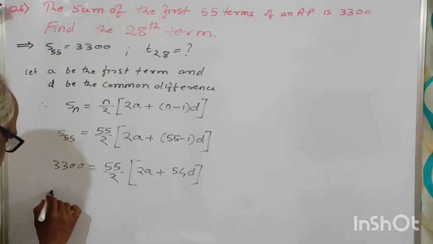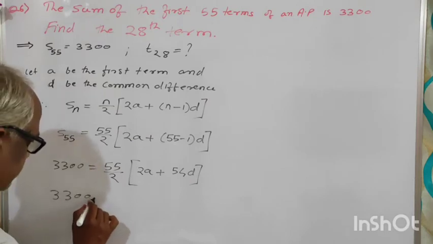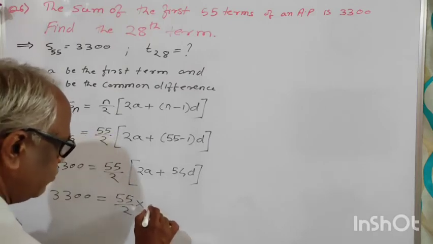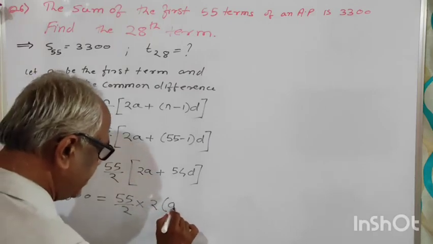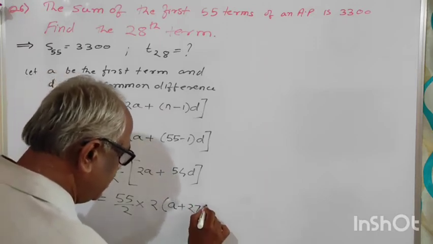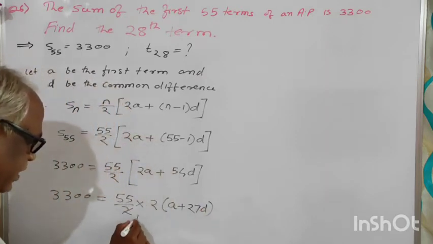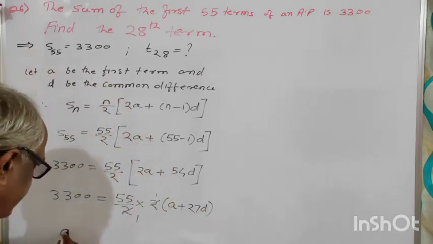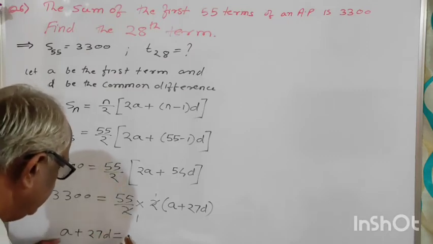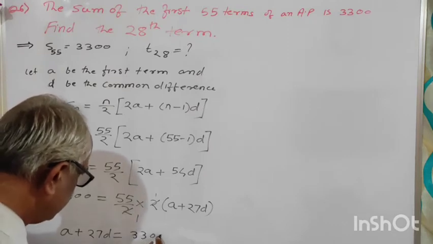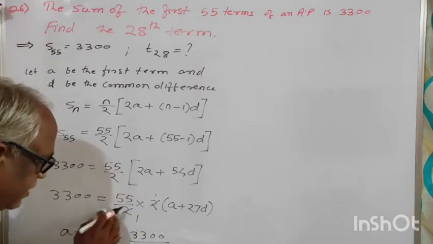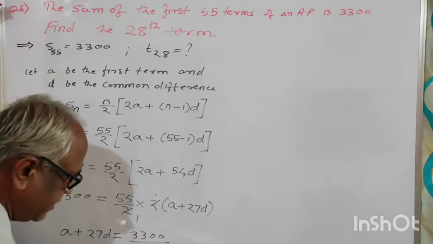Now here 3300 is equal to 55 upon 2 into, from this 2 is common, inside the bracket a plus 2 2s are 4, 1 remains, 2 27s are 54, into d. So these 2 and these 2 are cancelled. So a plus 27d is equal to 3300, and this 55 goes to the other side. It becomes division.